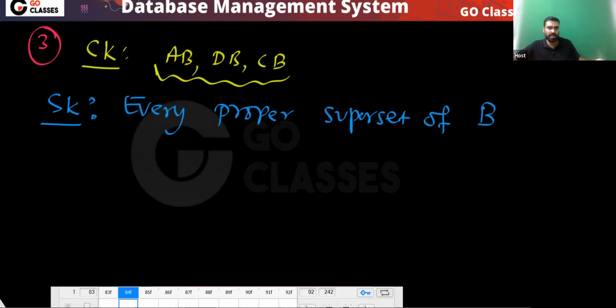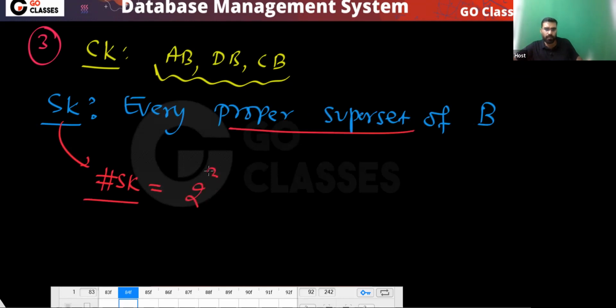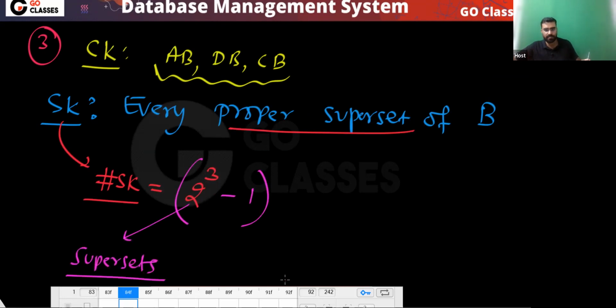So number of super keys, what will that be? Number of super keys: every proper superset of B. So there will be these many supersets minus 1. These are the supersets. This is for proper superset. This I am removing for proper superset.